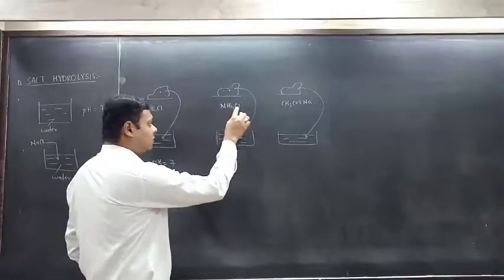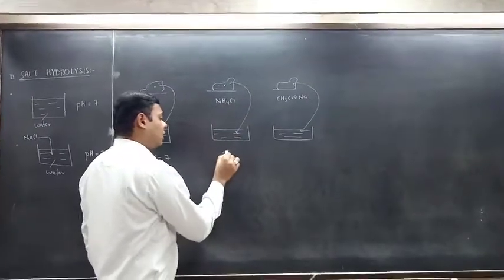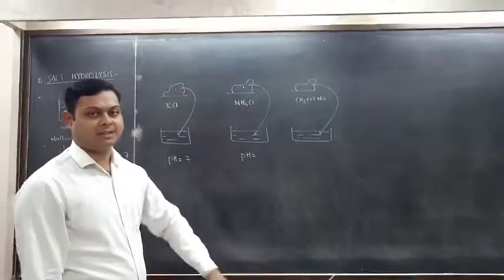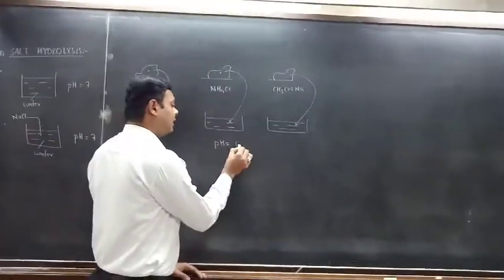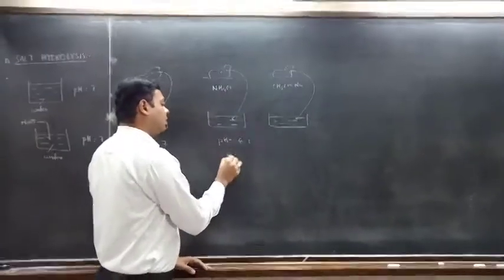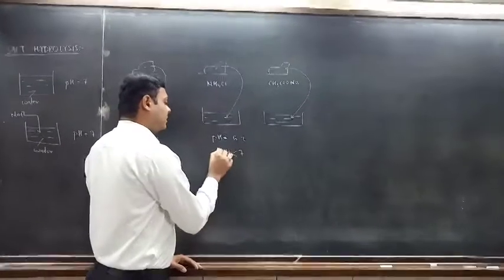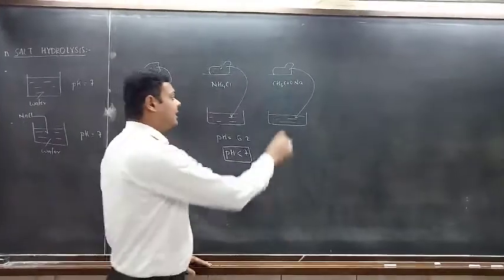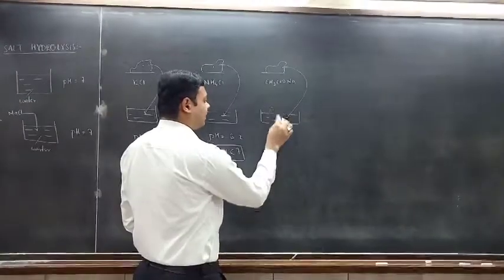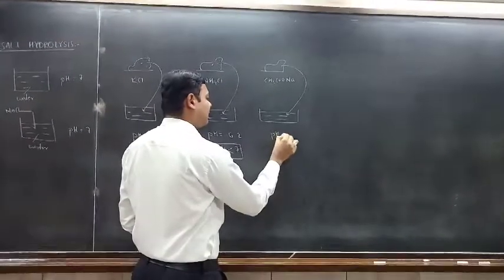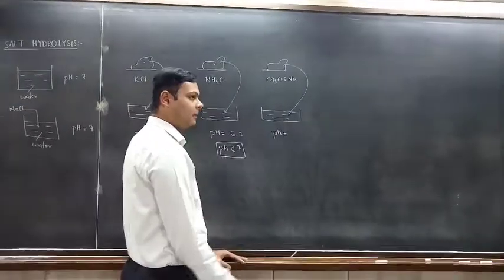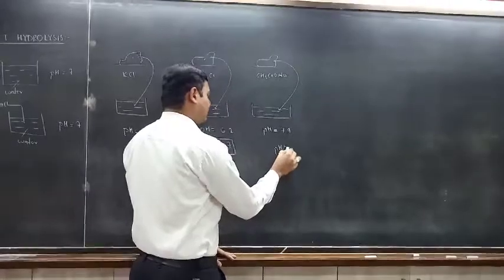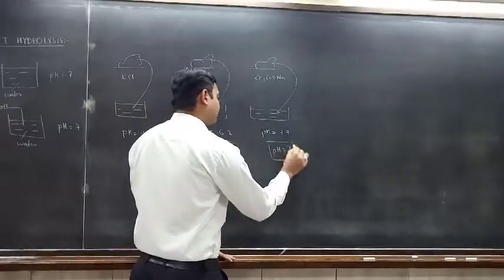But when ammonium chloride is added to water, we get a change in pH. The solution slightly becomes acidic. For example, let's say that it becomes 6.2. In simple words, we write that the pH has now dropped below 7. It's less than 7. In the case of sodium acetate, the pH of the solution slightly increases above 7. For example, it becomes, let's say, 7.9. In this case, the pH is greater than 7.